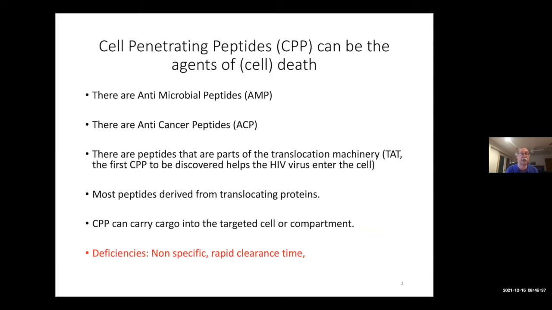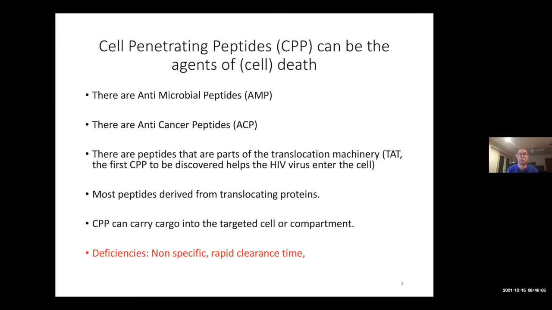Some of these peptides are antimicrobial, so they kill all kinds of bacteria, with the peptide doing something either to the plasma membrane or inside the cell. There are some peptides that are anti-cancer, and therefore very interesting from a medical point of view, and are called ACP. Some peptides are both antibacterial, antimicrobial, and anti-cancer, and are of particular interest.